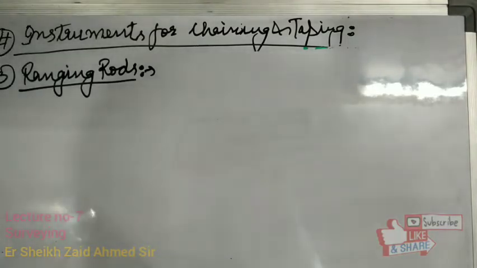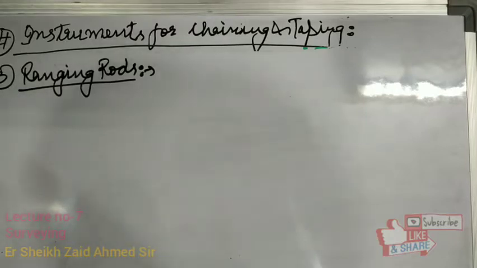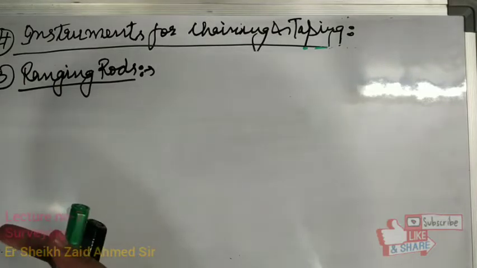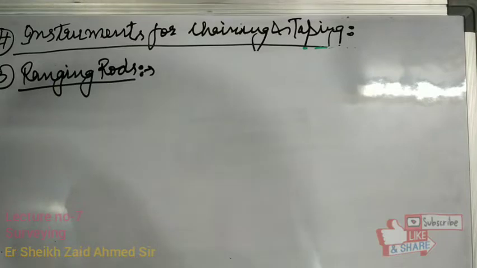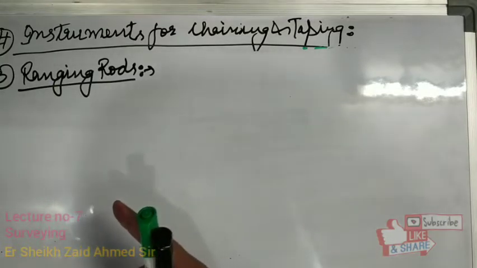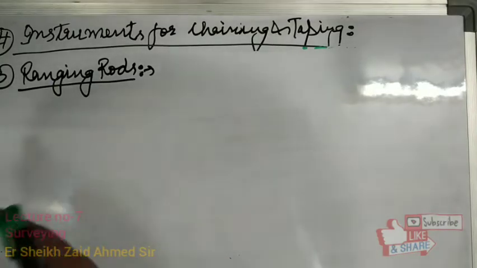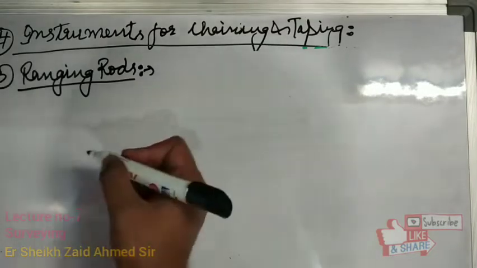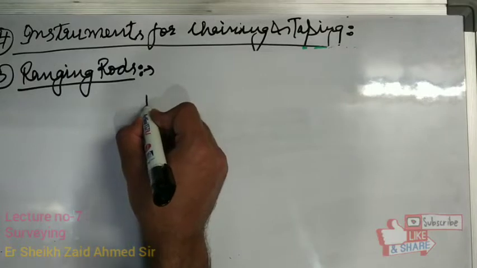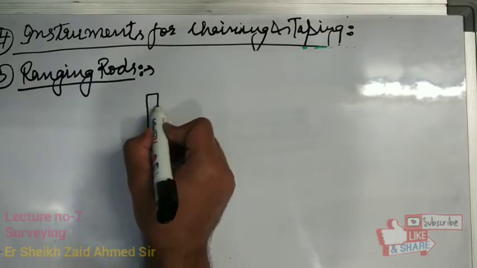Now, ranging rods, what are these? These are used to locate intermediate points such that these points lie on the straight line joining the end stations. So ranging is very essential before starting the measurement of a line whose length is more than a chain length, so that the measurement is made along a straight line. Ranging rods are usually made up of seasoned woods. See, I'll make a ranging rod.